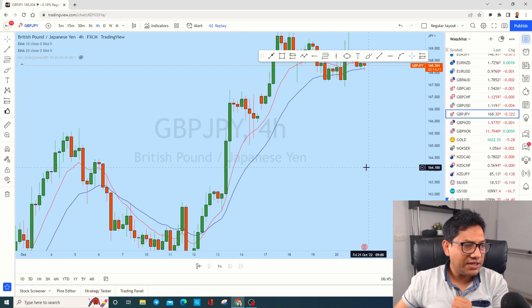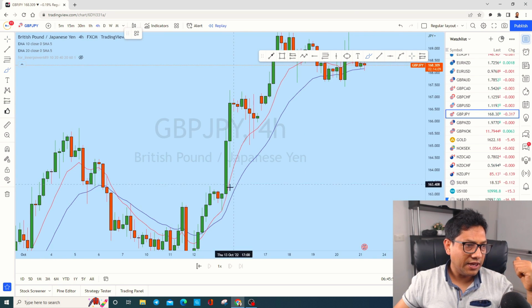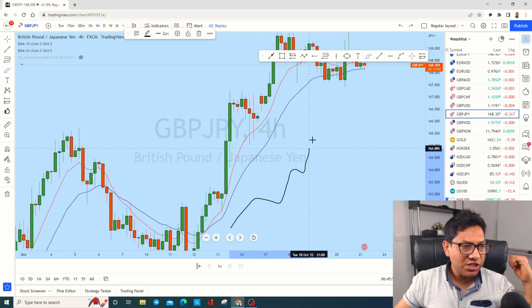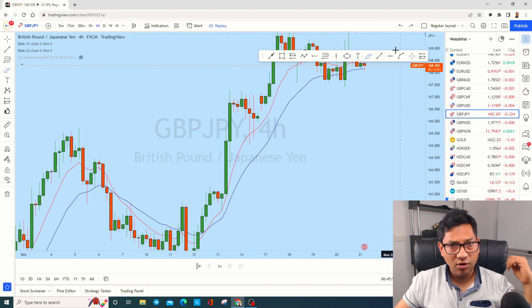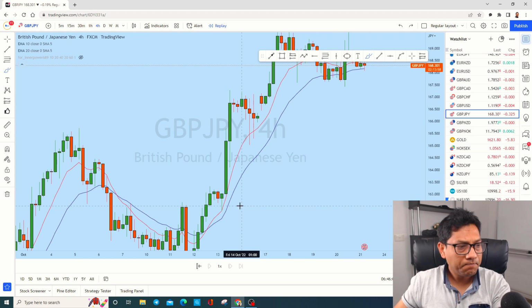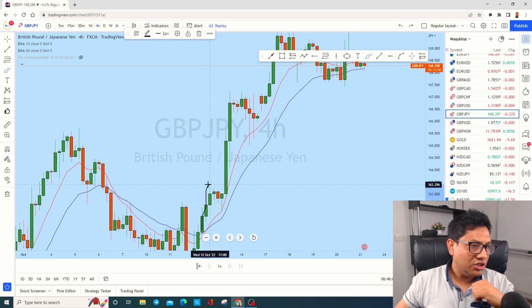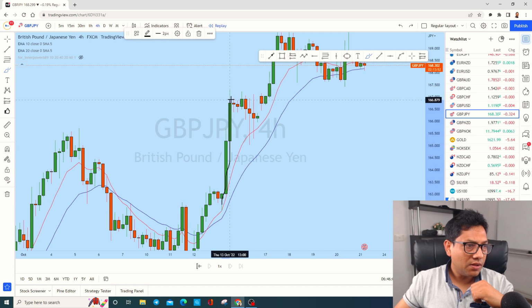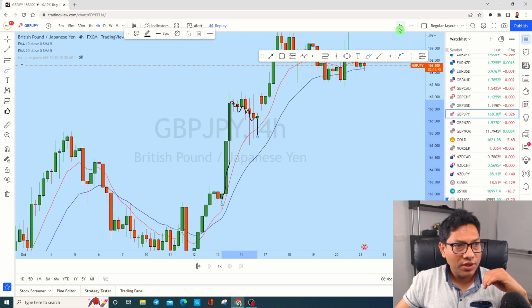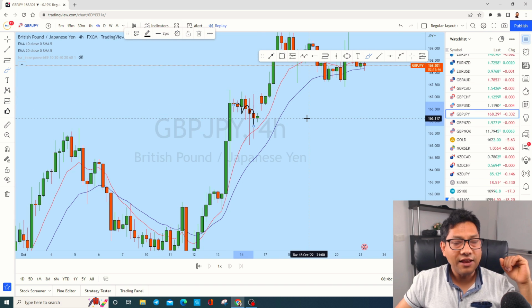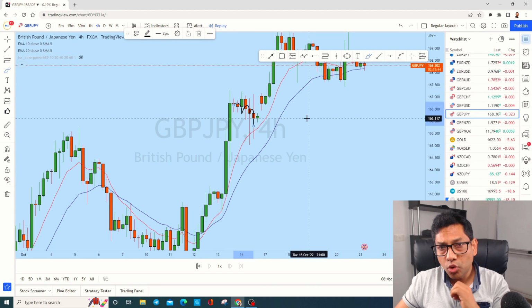Okay, now you can see that GJ, this is what we call an impulse. When you see GJ going in an uptrend, creating a series of higher highs and higher lows, going in an uptrend. Now what you have seen is that GJ, after this impulse, is creating smaller candles.